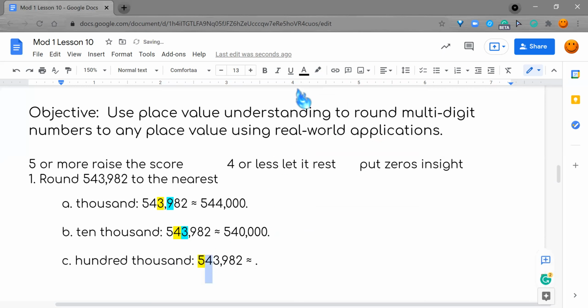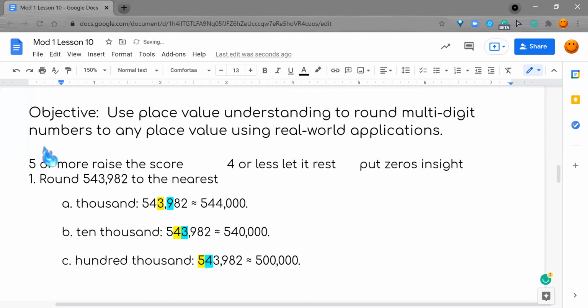And then I'm going to go ahead and look at the number to the right. What is this number telling the 5 to do? Is it saying, hey, let's raise your score? Is it saying, hey, I need you to rest? What are we doing? Yes, you guys, it's resting. So I'm going to put 5, and then I'm going to put my zeros inside. So I need 2 zeros, the comma, and then 3 more zeros.